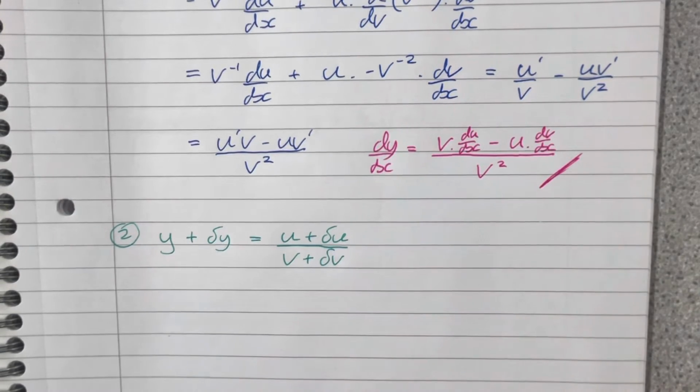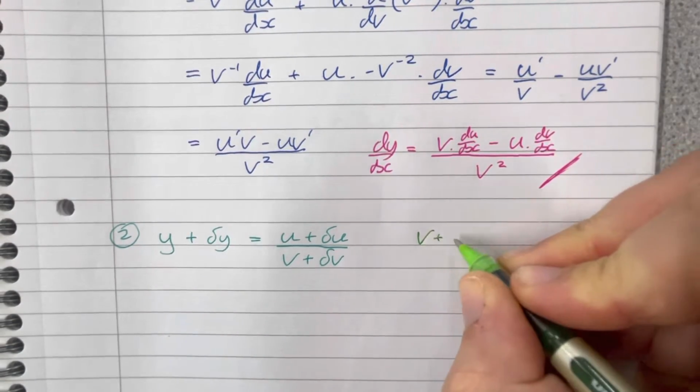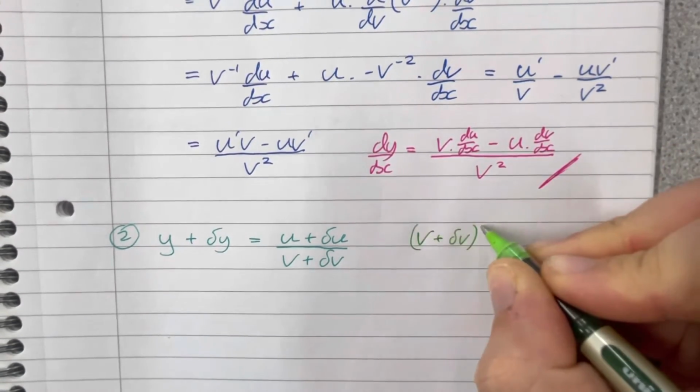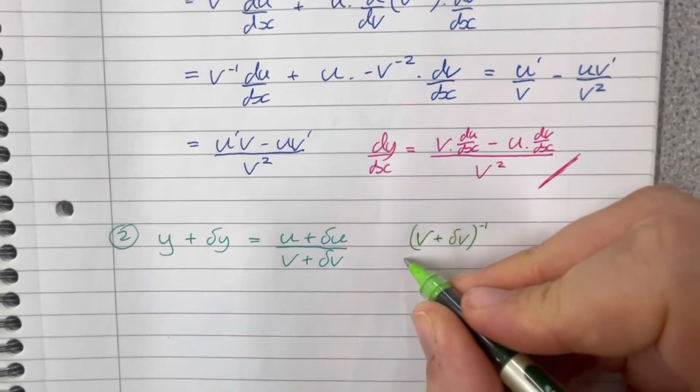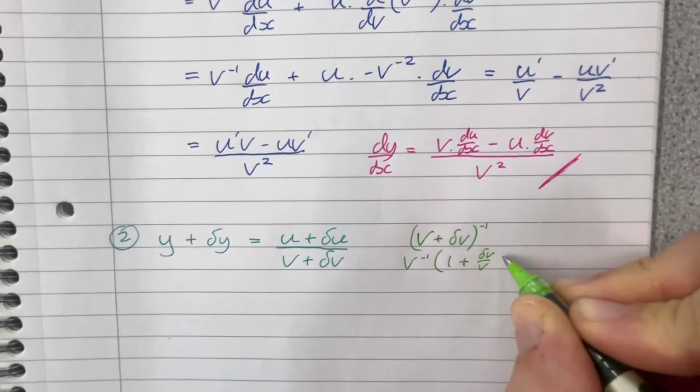This isn't quite as nice as the product rule one was, because I can just multiply out the brackets, but this one I can't. I can't just take the terms because I've got two additions, one addition on the bottom. So what I'm actually going to do is use the binomial expansion on this bit. So v plus delta v to the minus 1, that's the same as v to the minus 1 into 1 plus delta v over v to the minus 1.